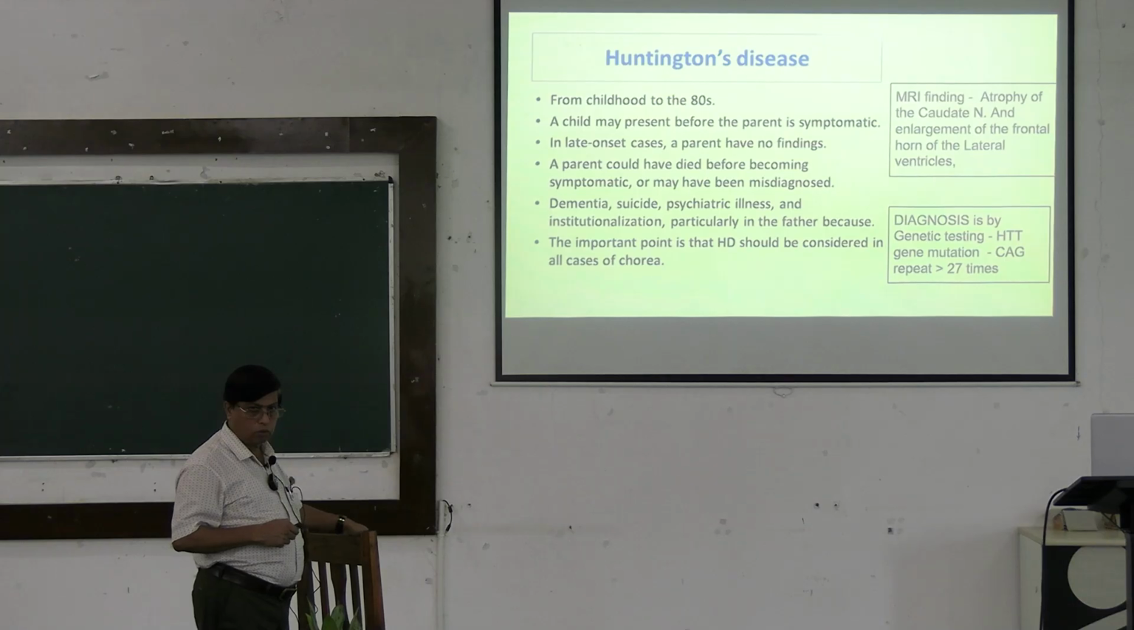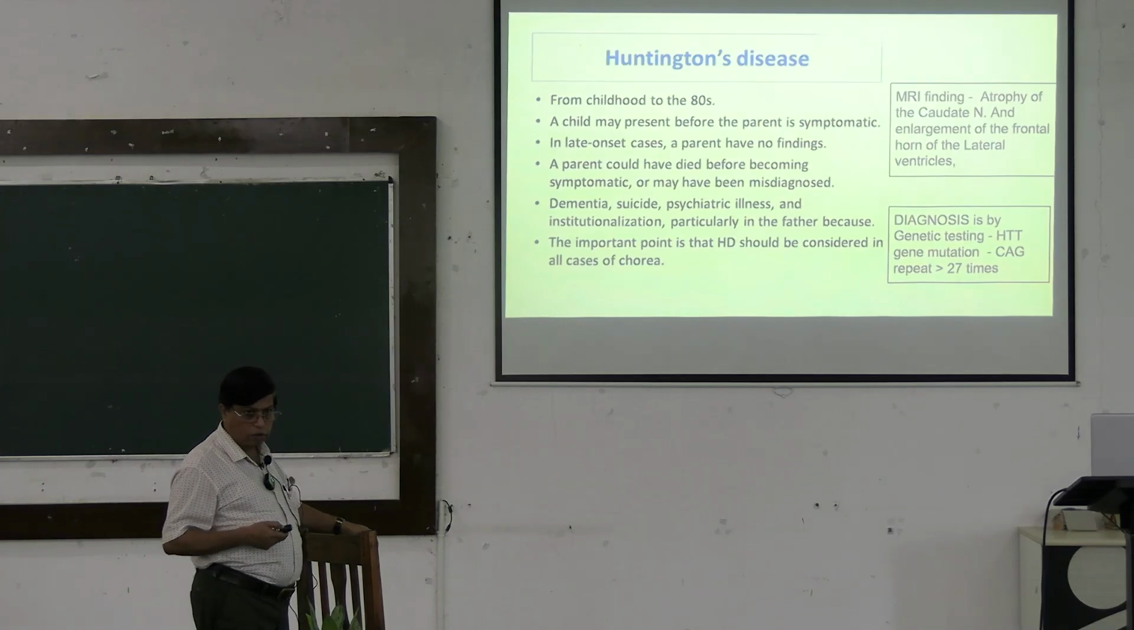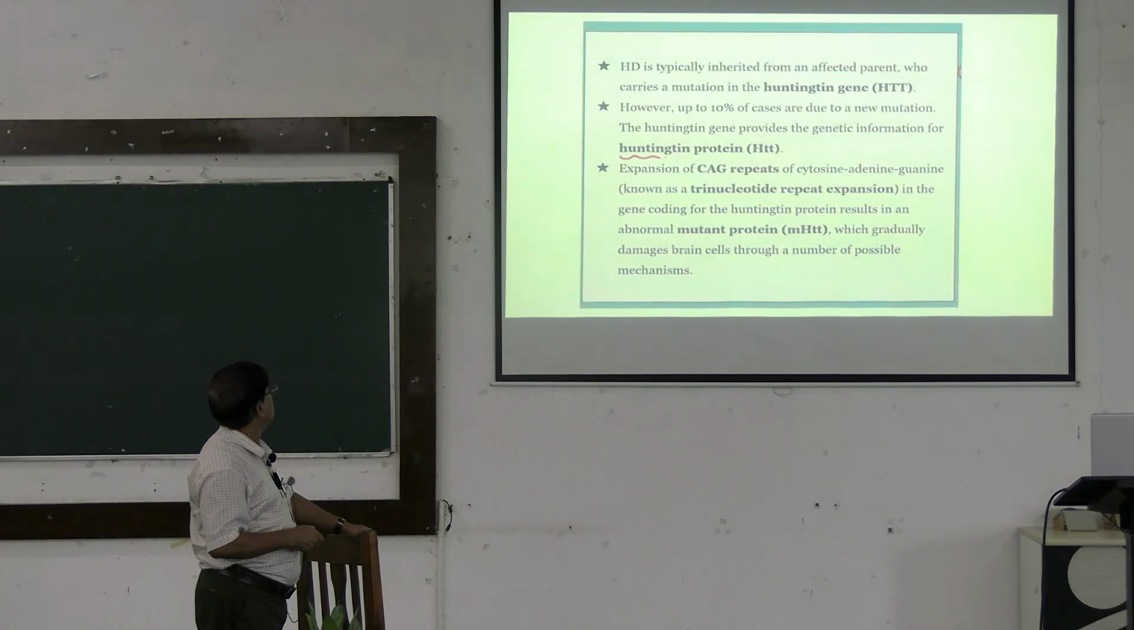This is for your MCQ. If you go for further studies, you will get this type of MCQs. So what is the MRI finding of caudate nucleus? Okay. The diagnosis is by genetic testing. I have told you it is a genetic disorder. It is the Huntington's repeat gene, HTT gene mutation, CAG repetition for more than 27 times.